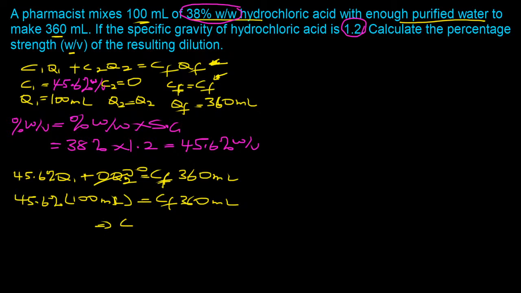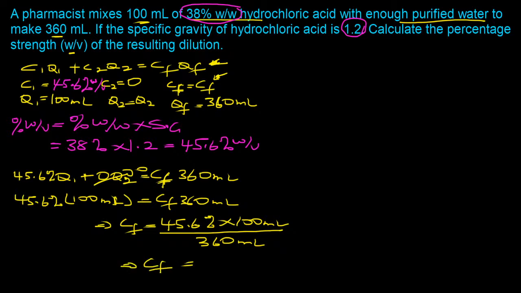And that would imply that your C final is equal to 45.6% times 100 milliliters divided by 360 milliliters, and that would imply that your C final is equal to 12.67%, and this is definitely weight by volume.